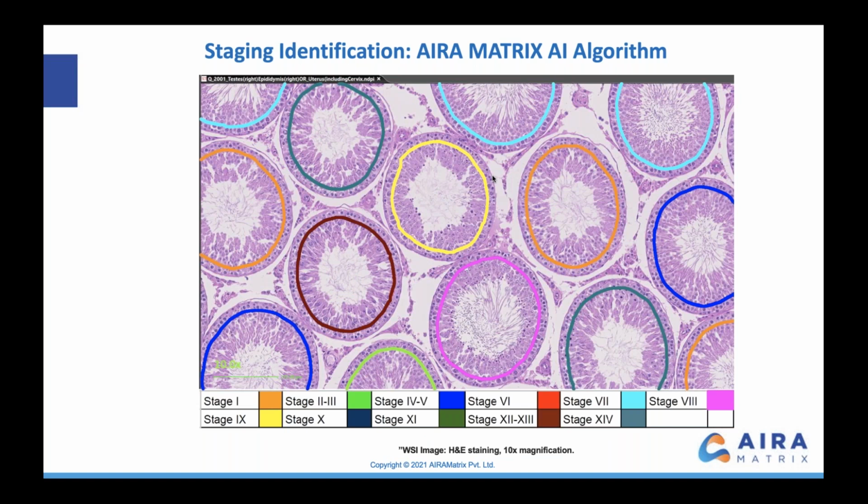The figure here shows tubules annotated by the algorithm on an H&E stained section. Each appropriately sectioned tubule is outlined using a different color, depending on the stage identification assigned by the algorithm. We achieved high agreement between the AI algorithm and manual assessment on H&E stained images, thus eliminating the need for preparing additional PS stained slides for spermatogenic staging.